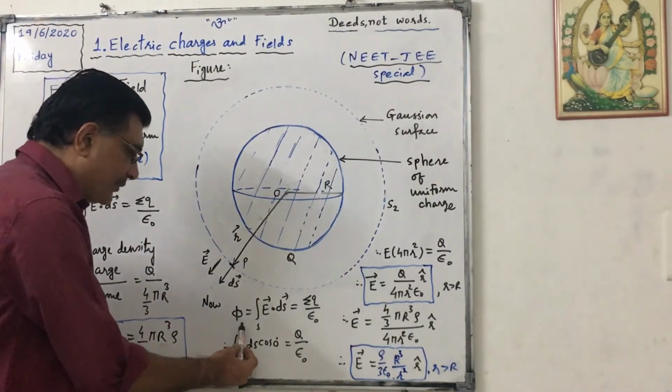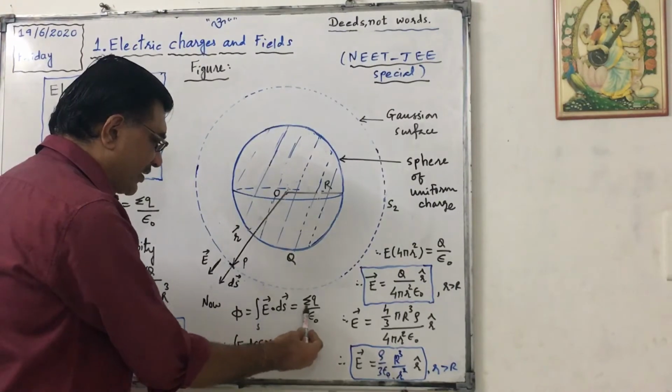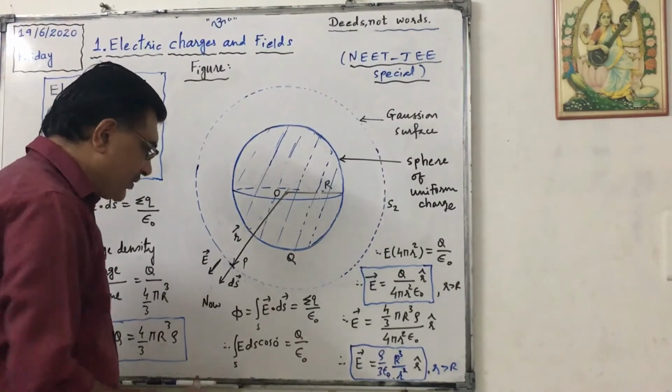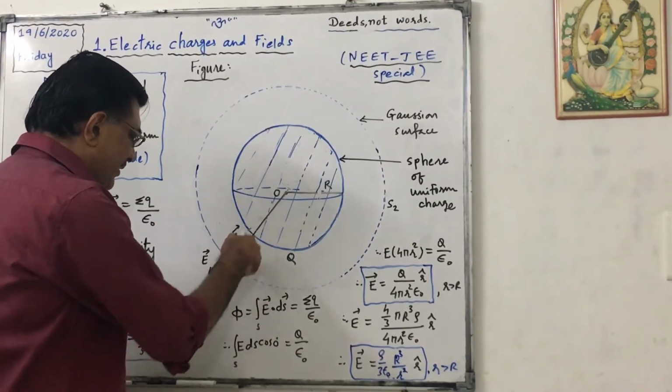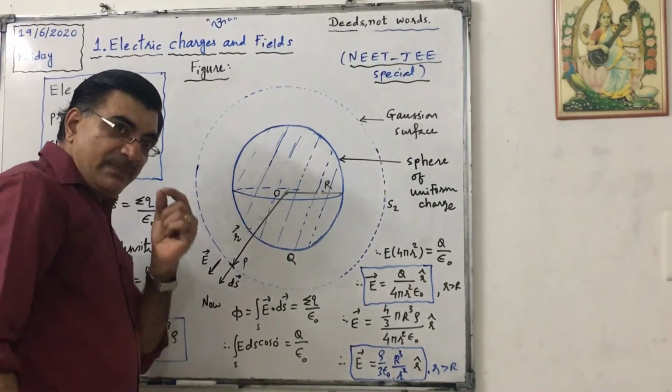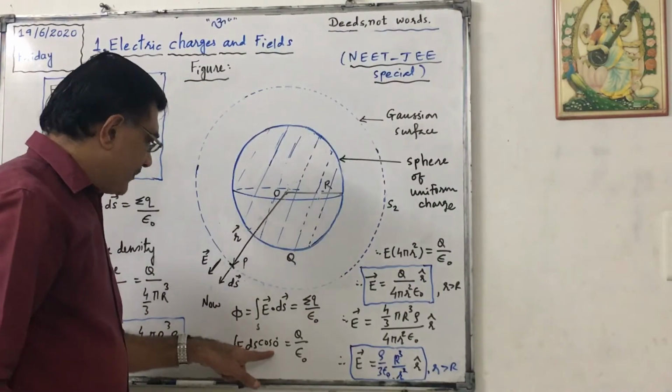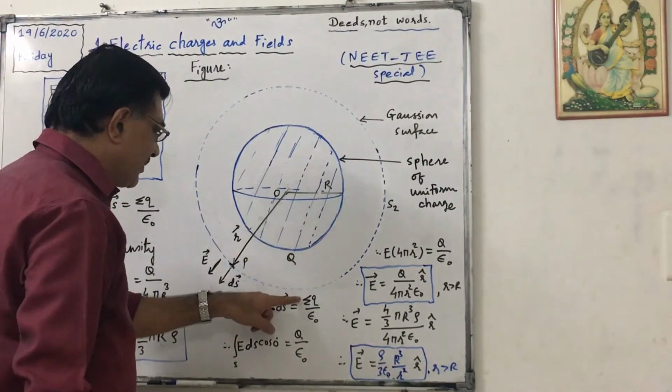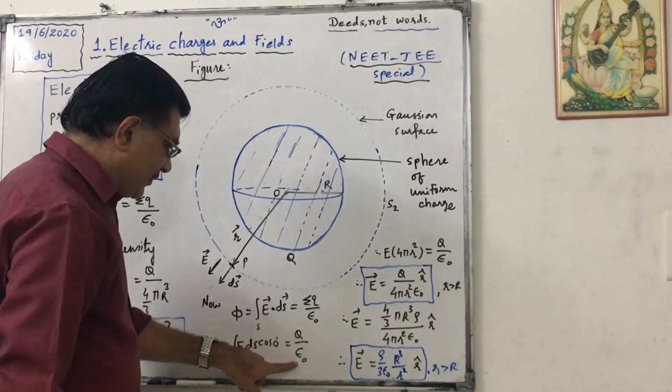Now again, phi equals surface integration of vector E dot vector ds equals sigma q upon epsilon naught. I can write here, the direction of E and ds is the same, so the angle will be 0. So E ds cos 0. Total charge, that is sigma q enclosed, is capital Q upon epsilon naught.